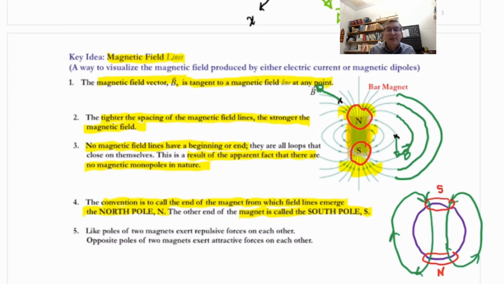Here's something we'll demonstrate in class. Like poles of two magnets repel each other, like two north poles or two south poles. And opposite poles of two magnets, a north and a south, will attract. Okay? Just think of that as an empirical fact.